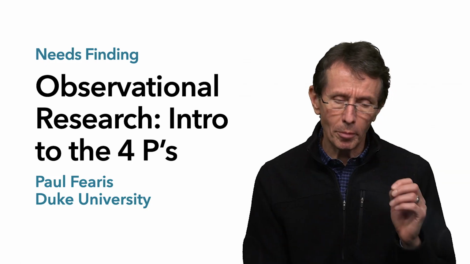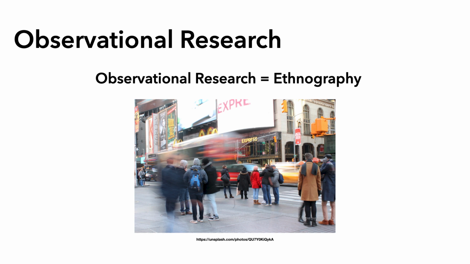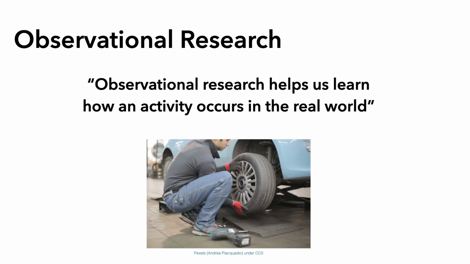So we're going to talk then primarily about primary observational research. What is this observational research? Well, it's sometimes called ethnographic research or ethnography because it comes originally out of the study of social anthropology, which is the observation of culture and the observation of people. And it helps us learn how an activity occurs in the real world.